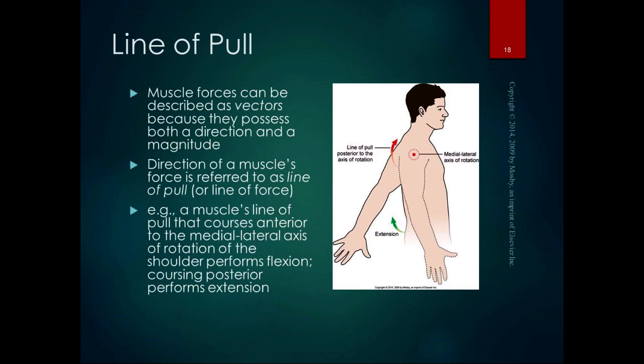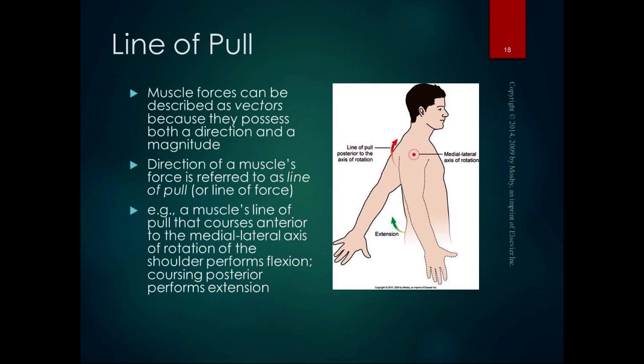So, line of pull. We're talking about line of pull again. Muscle forces can be described as vectors because they possess both a direction and a magnitude. The direction of a muscle's force is referred to as the line of pull or the line of force. We talked about this in a previous chapter, and we're going to talk about it in all the rest of the chapters. When we talk about muscles in every chapter after this, we're going to talk about line of pull.